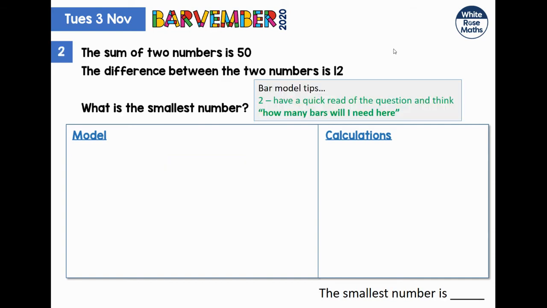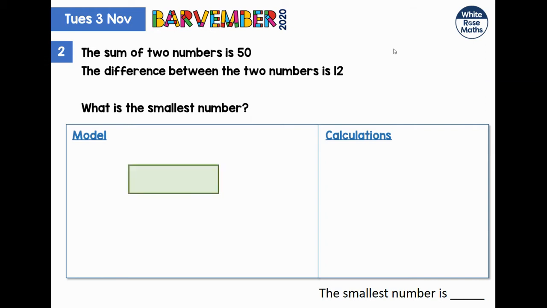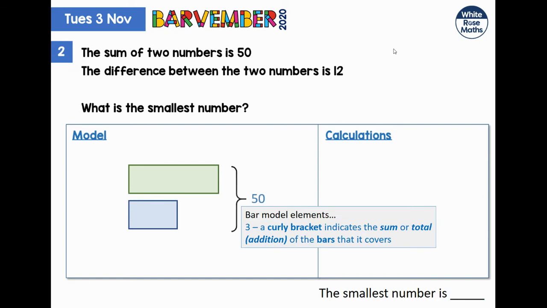Question 2. A quick question to ask yourself at the start of any bar modelling question is, how many bars will I need here? Now, this question is about two numbers, so I'm guessing we're going to need 2 bars here. Really important bar model element here is our curly bracket, and this is telling us to total, add, or sum the values in the bars that the bracket covers.